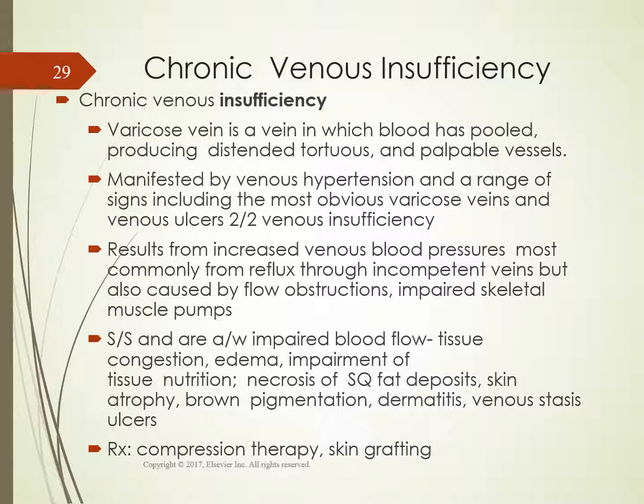Sometimes you will see that, secondary to the impaired blood flow, the tissue will get congested, edema, impairment of the tissue nutrition. They get necrosis. They get subcutaneous fat deposits. The skin gets atrophied. They get this brown pigment. They can get dermatitis and venous stasis ulcers.